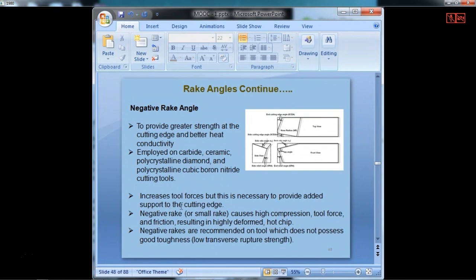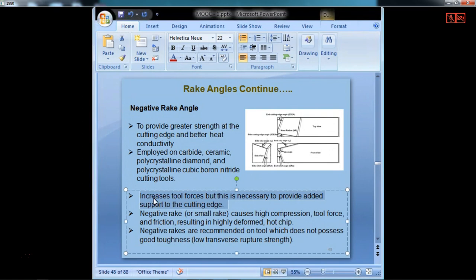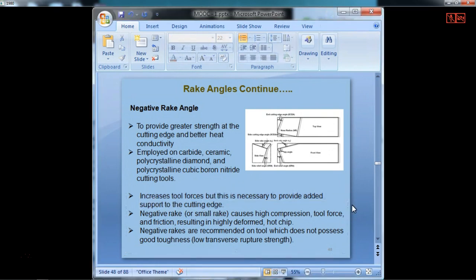Then it increases the tool force, but this is necessary to provide added support to the cutting edge. Whenever we are cutting hard materials, this is good, otherwise the strength will be decreasing. Negative rake or a small rake causes high compression, then high tool forces and friction, resulting in a highly deformed chip. The chips will be very hot.